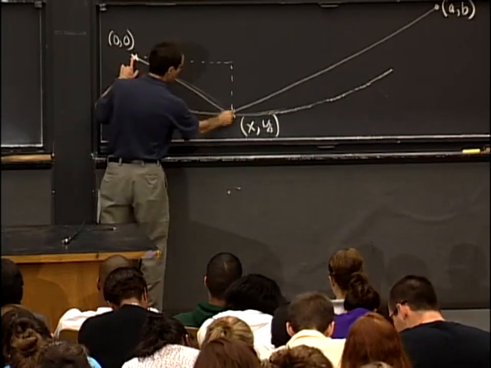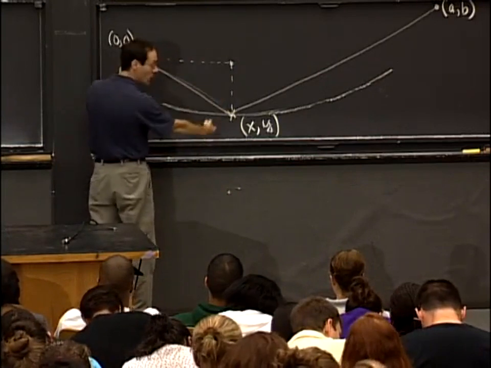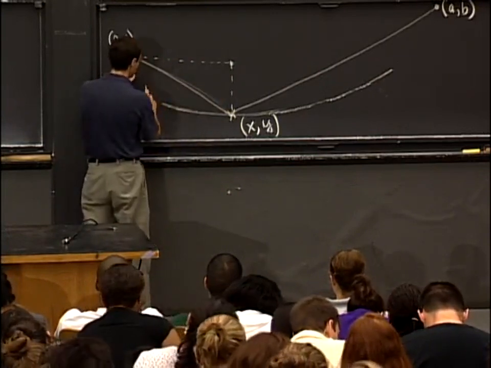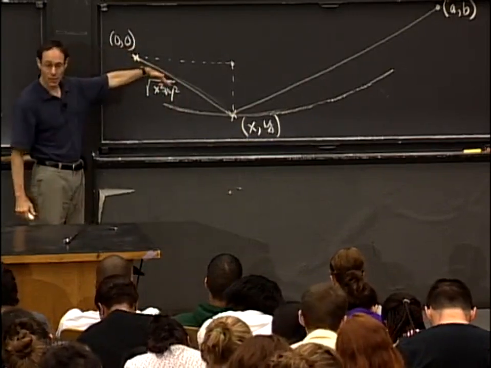So this length is pretty easy if I draw a right triangle here, because we go over x and we go down y. So this length is the square root of x squared plus y squared. All right, that's the Pythagorean theorem.